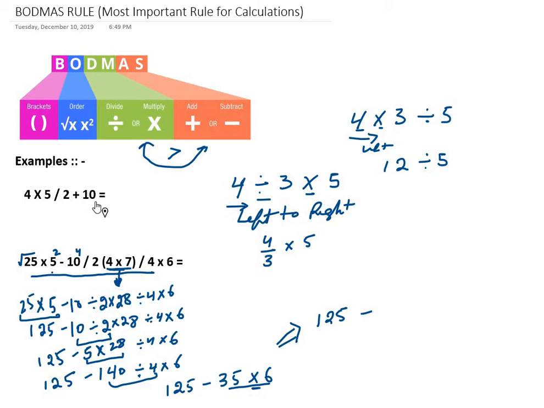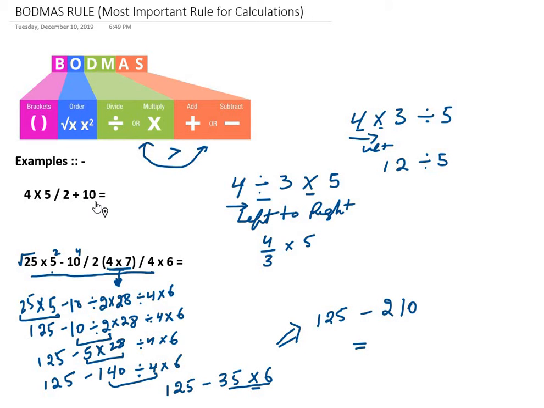Because as we can see in the BODMAS, multiplication has a higher priority than addition or subtraction. And if both of them come, multiplication and division, we have to move from left to right. So 125 minus, what will be 35 into 6? 210.